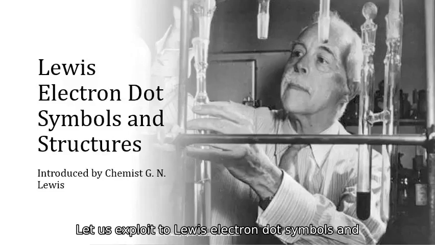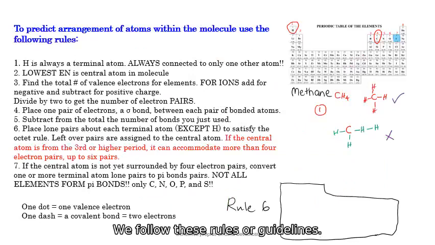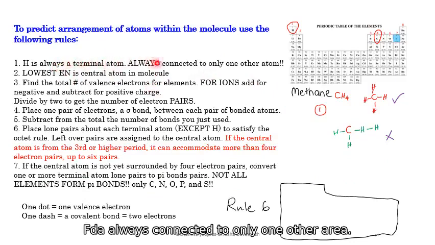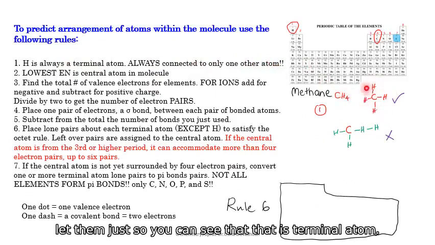Let us explore Lewis electron dot symbols and structure. To draw the Lewis structure for covalent compounds, we follow these rules or guidelines. The first one is hydrogen is always a terminal atom, always connected to only one other atom. For example, in methane, CH4, hydrogen is at the edges, that is a terminal atom.